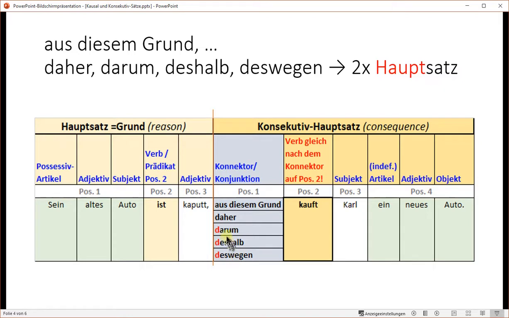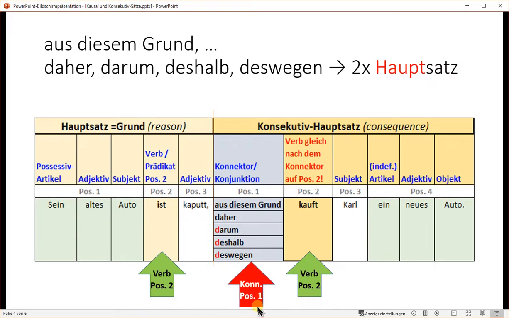Please pay attention to the letter D, darum, deshalb, deswegen. They start with letter D. In the next slide I show you why this matters. So, of course, we have the verb on position 2. You remember, this is position 1 module. Position 2 is the verb of the Hauptsatz. And here also position 2, this time, of course, we count the connector. The connector is on position 1, therefore the verb on position 2 right after the connector.